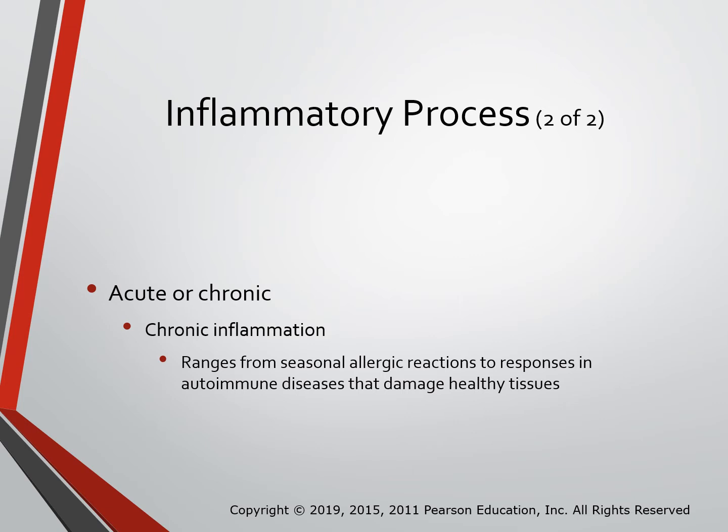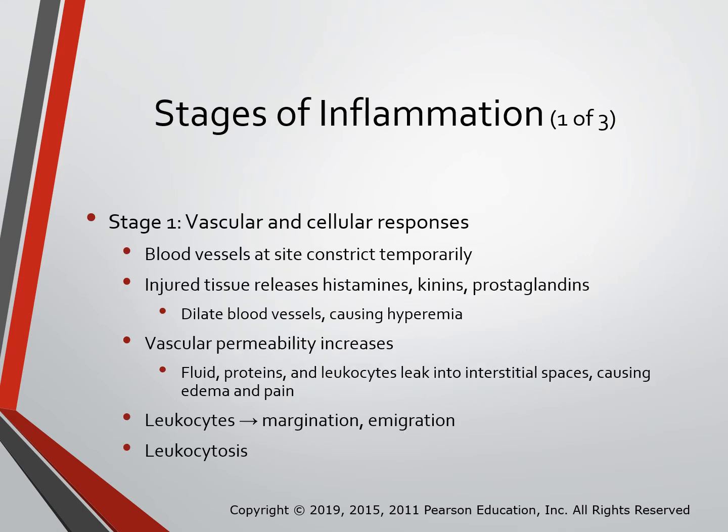Chronic inflammation ranges from seasonal allergic reactions to pollen to responses that damage healthy tissue in the autoimmune diseases such as rheumatoid arthritis or Hashimoto's, or some of your thyroid issues. So what are the stages? There are 3 stages: vascular and cellular responses, exudate production, and repair.